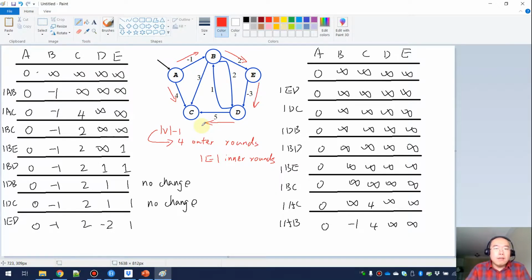So how can we get there? We have to flood this information around for 4 rounds, and then we will update this information all the way from A to B, and then B to E, and E to D, and D to C eventually. So eventually, from A to C, we will update this information for sure. Okay, so that is the proof of the correctness of this BF algorithm.